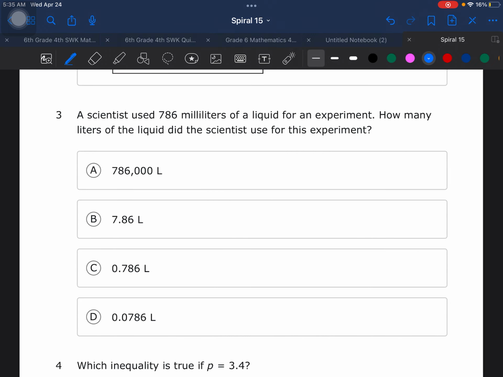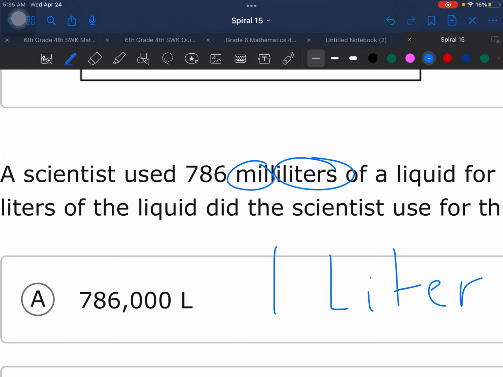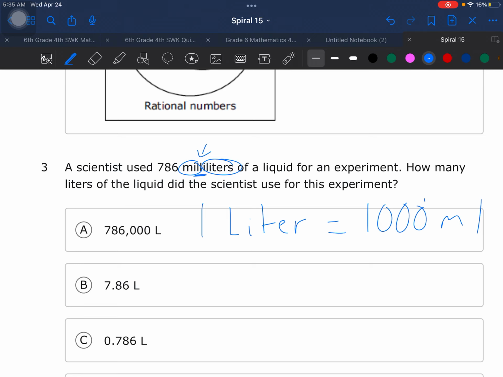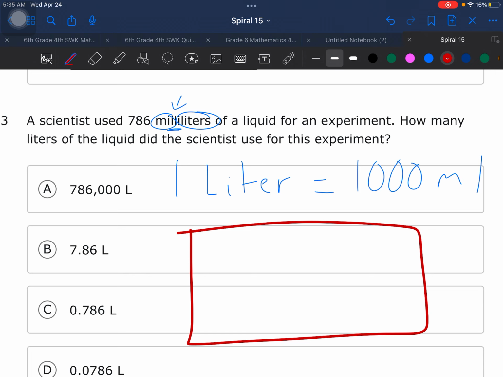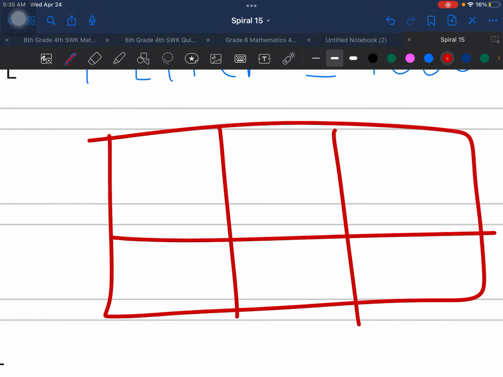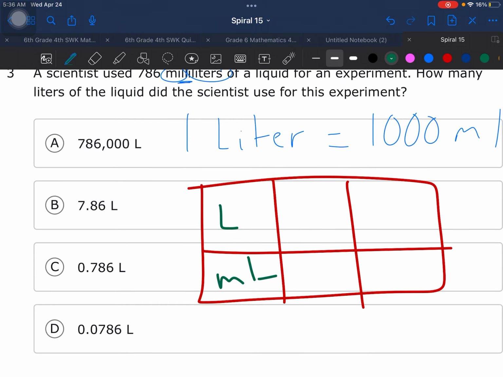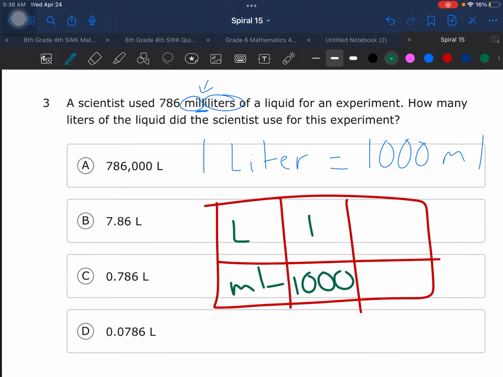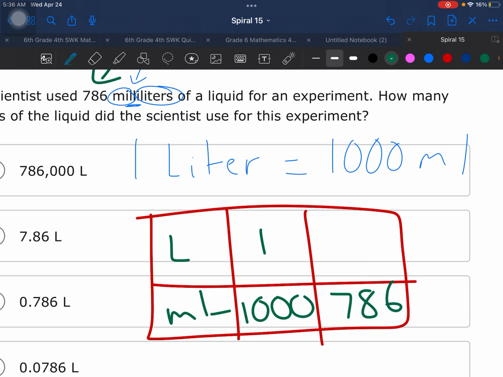Number 3. I know that 1 liter is 1,000 milliliters. Mira, 1,000 litros. Y como mili es como chiquito, ¿verdad? So 1 liter is 1,000 milliliters. So let's create a little box. This box is for organization only, even though it's crooked y está medio feo, pero no pasa nada. Liters and milliliters. 1 liter is 1,000 milliliters. And they give you the third number, which is 786.